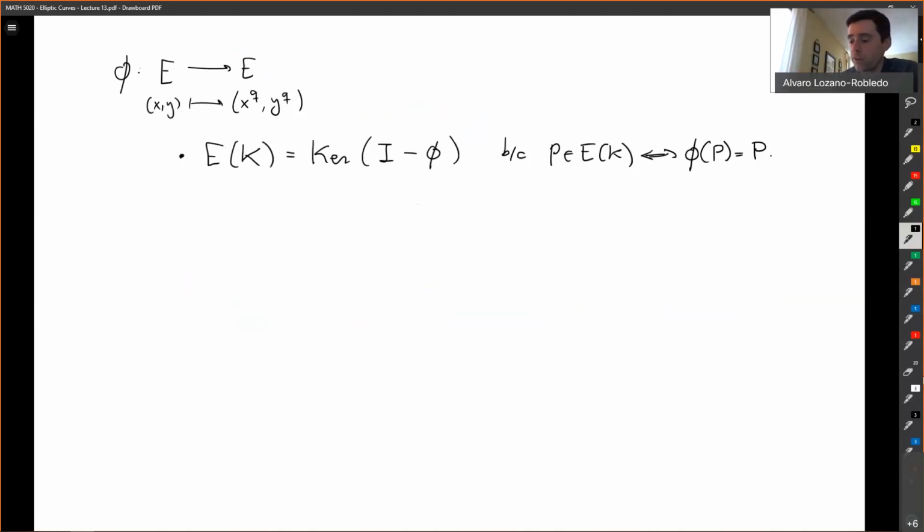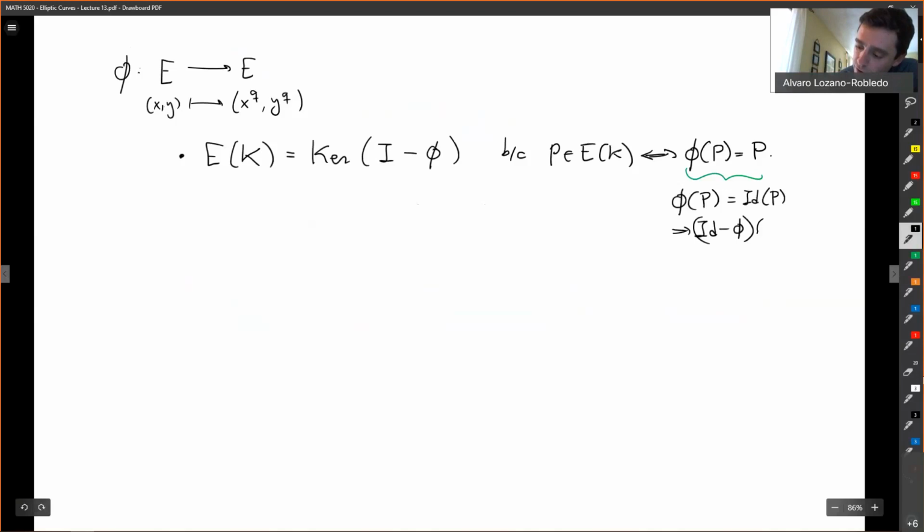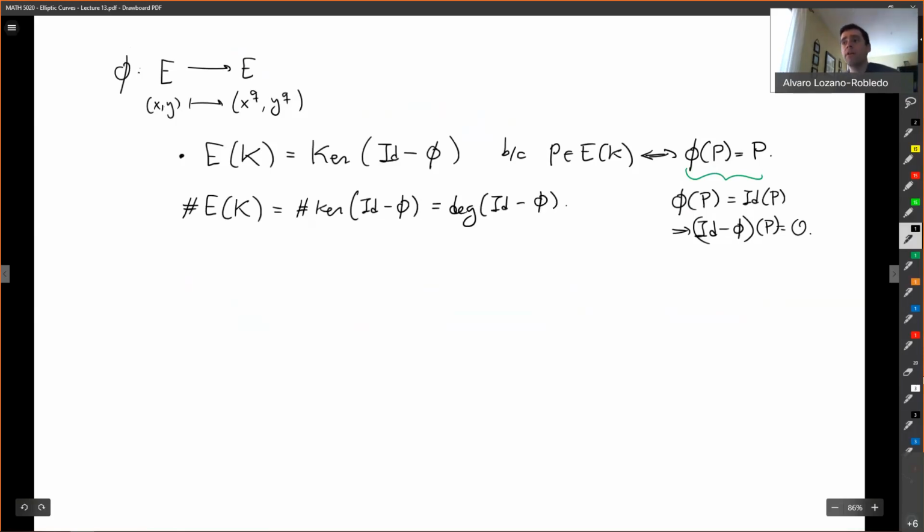So this condition is the same as phi on a point being the identity on a point. So the identity minus Frobenius on a point gives me O. So the points over k are the kernel of the map identity minus Frobenius. That is a map, so I can compute the number of points on its kernel, the number of points on the kernel of an isogeny. We know how to do that now. That is the degree of the isogeny. So it's a matter now of computing the degree of this isogeny, identity minus Frobenius. So the theorem will follow.